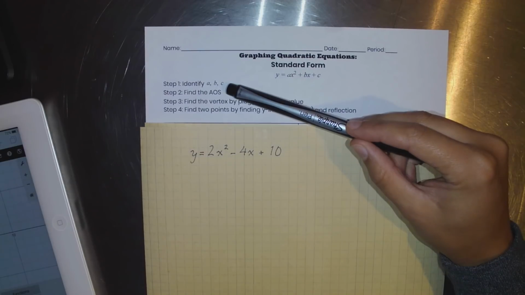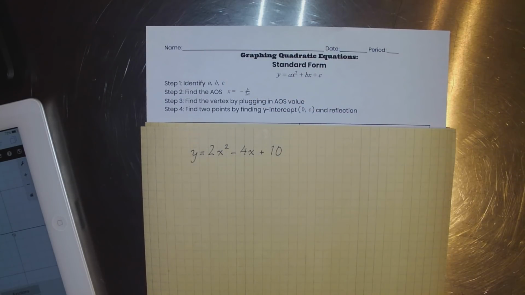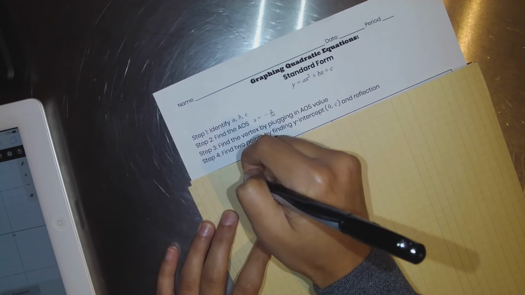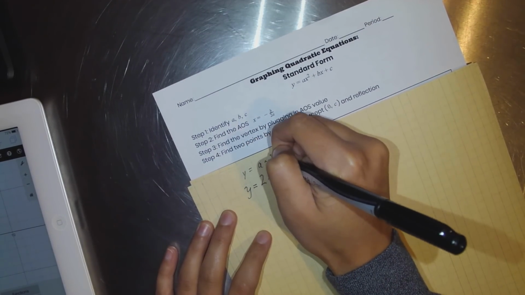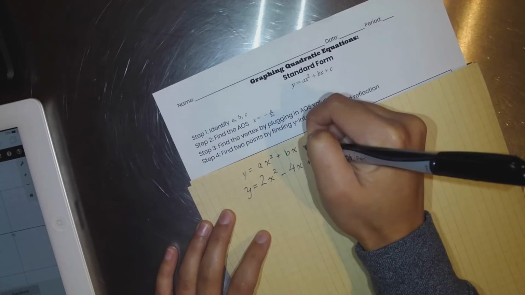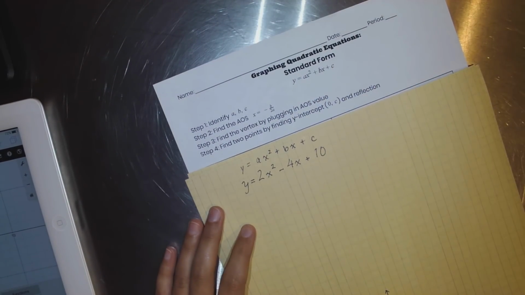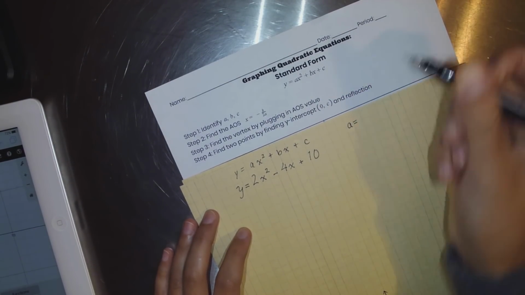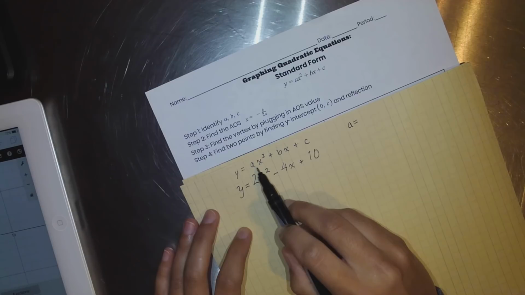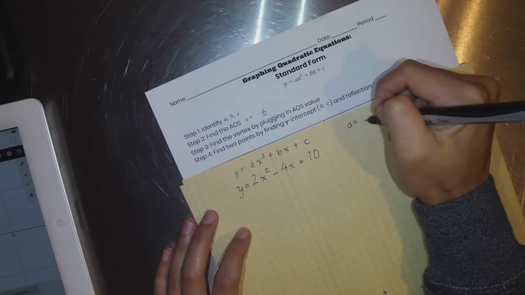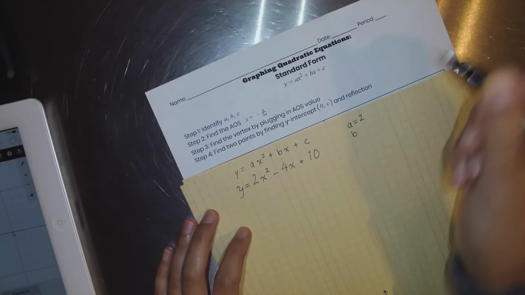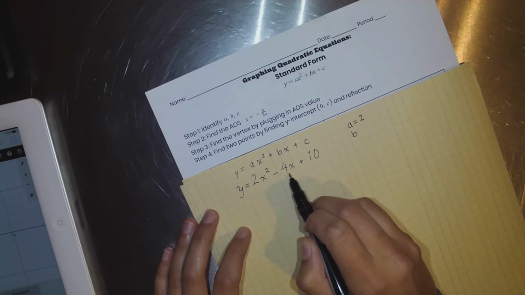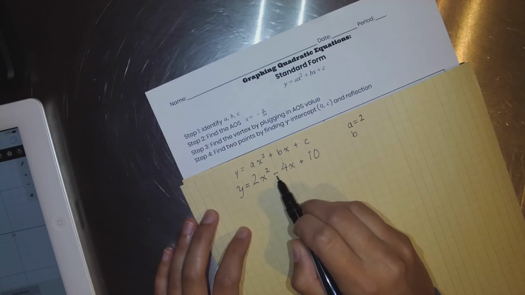And the first step is identify a, b, and c. So I'm just going to rewrite my standard form just above here. I have y equals ax squared plus bx plus c. Okay, so in identifying my a, b, and c, a is the number that's right in front of x squared. So here my a is 2. B is the number right in front of x. So here my b value is negative 4.